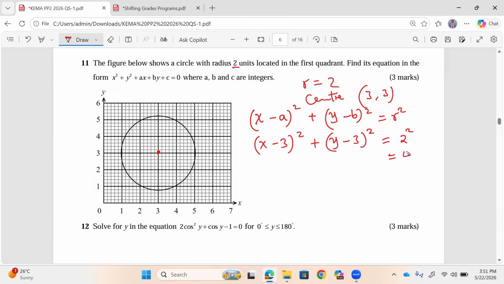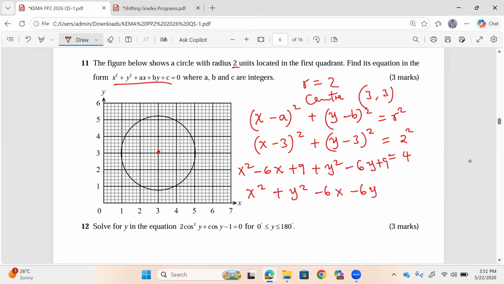This, first of all, becomes 4. Then we can now expand this. When you expand, this one becomes x squared minus 6x plus 9. Then on the y, this is y squared minus 6y plus 9. So arranging terms to have the equation like this, we start with x squared, then the y squared takes its place. Then the part that has x, we have negative 6x. The part that has y, negative 6y. Then the constants now follow.